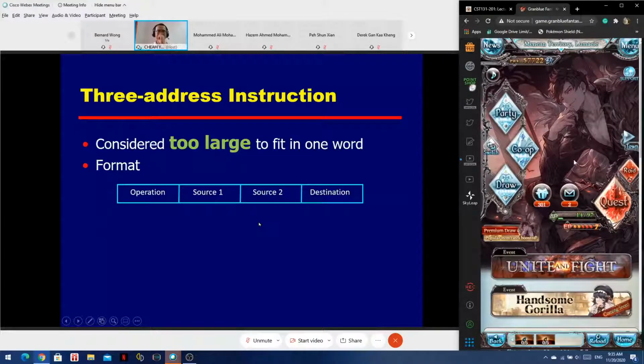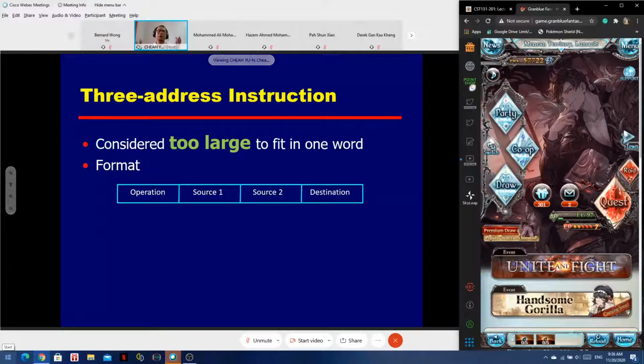So let's look at an example diagram. For 3 address instructions, you have the operation, source 1, source 2, destination. Imagine you have, let's say, 32 bits. A certain number of bits will be for your operation, a certain number of bits for your source 1 address, a certain number for your source 2 address, and a certain number for your destination address.